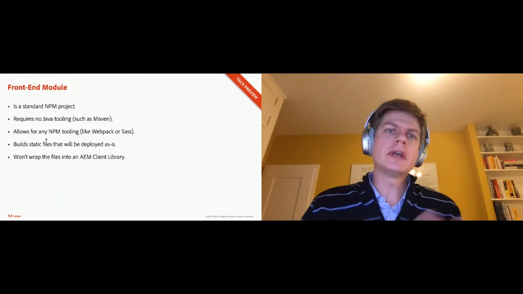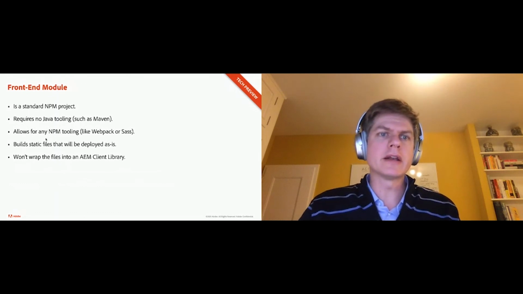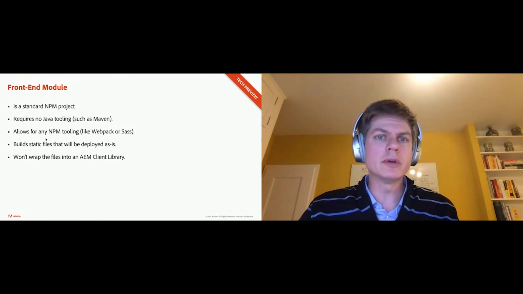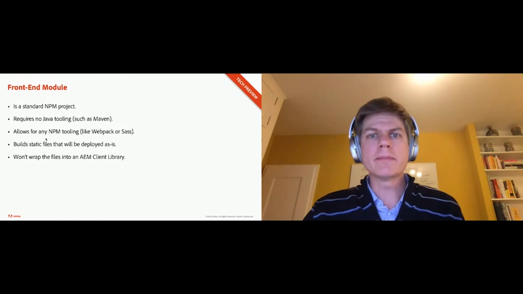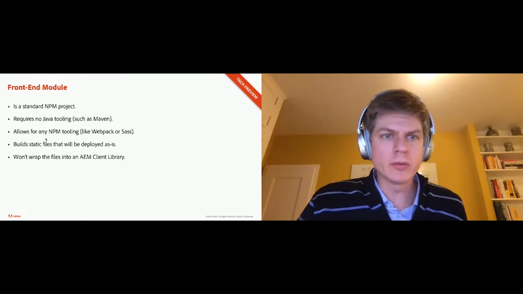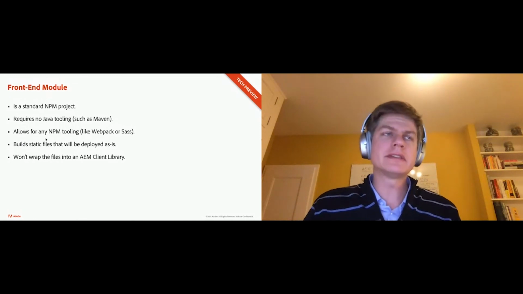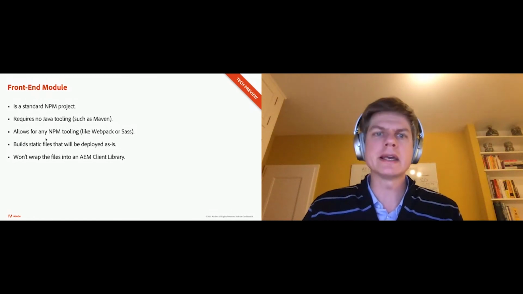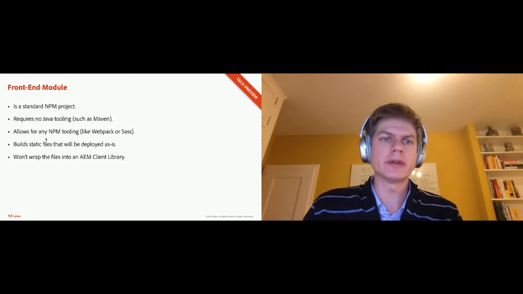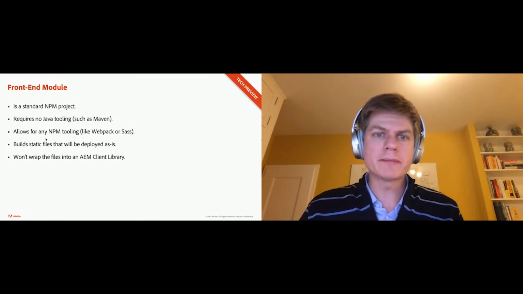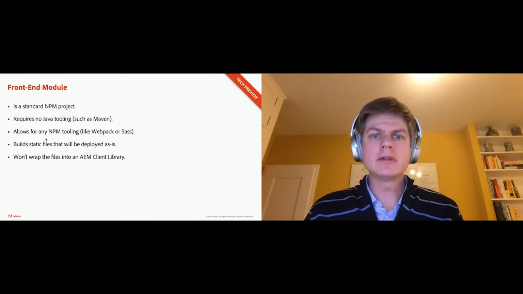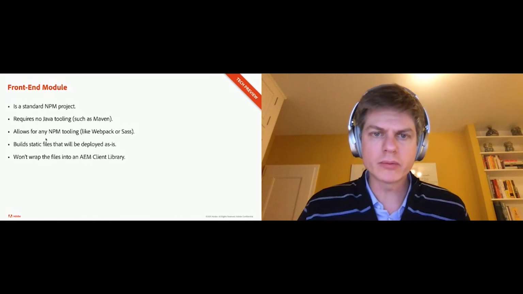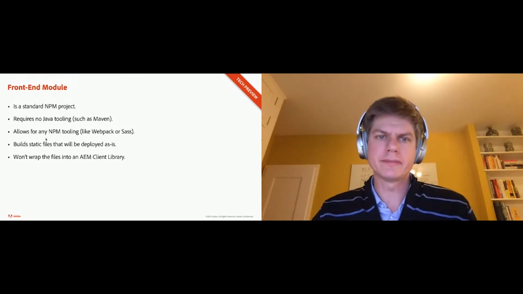The front-end module is, as we saw in the sources, a standard NPM project. It requires no Java tooling, such as Maven. It is allowing to do anything that you might want to do with NPM tooling. What we provide out of the box is some Webpack and Sass, but you could do whatever you want in there. It will build static files, and these static files are basically what will then be deployed. AM will not compile anything past that point, and AM also will not wrap the built theme into a client library. So we don't rely at that point anymore on client libraries.